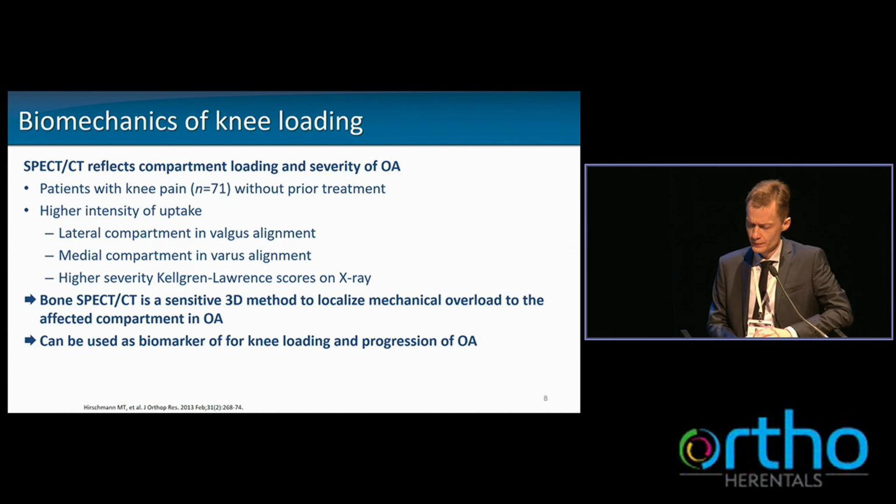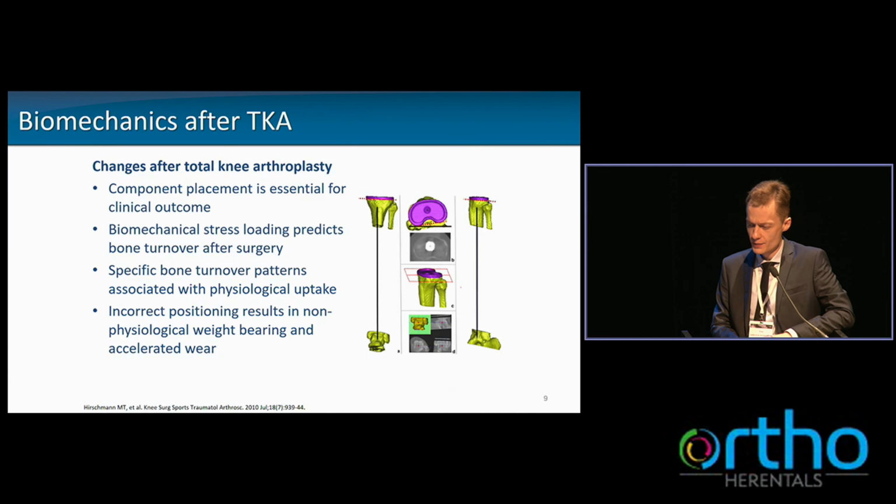So bone SPECT-CT for the knee is probably a sensitive 3D method to localize mechanical overload to the affected compartment, and it hence can be used as a biomarker for knee loading. So that has translated into specific acquisition protocols that we can program on our devices by including some hallmarks or reference points, and hence do calculation of the biomechanics of the knee, how is the knee positioned, and then see whether we can explain what we see on bone scan as physiological because of the biomechanics of the knee, or vice versa, identifying what really is pathological for an expected particular biomechanic situation.